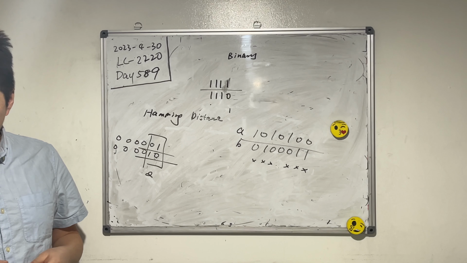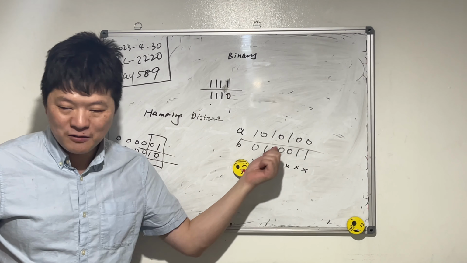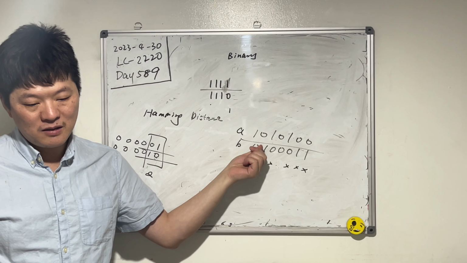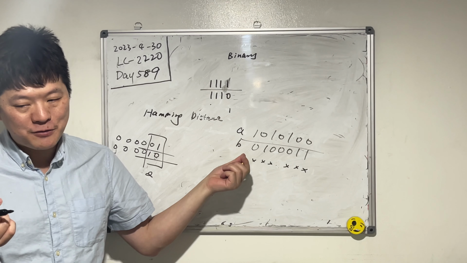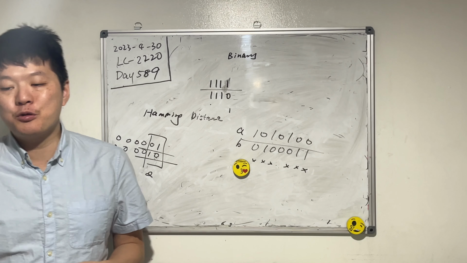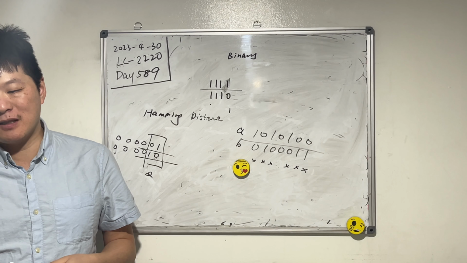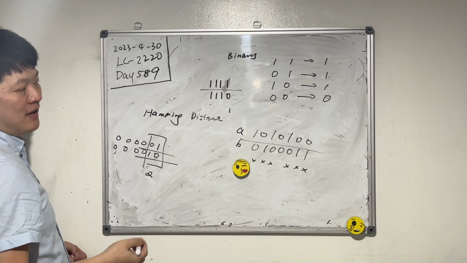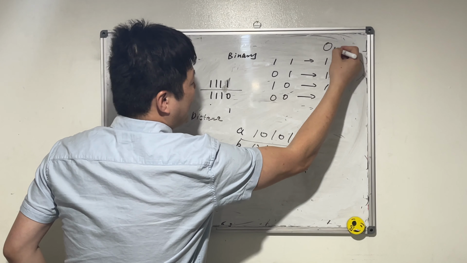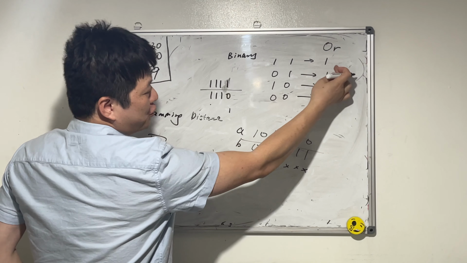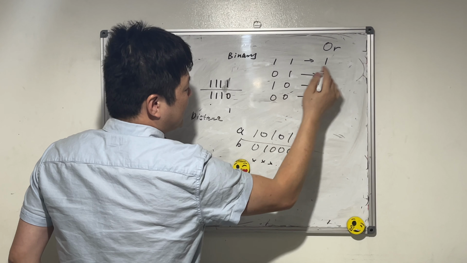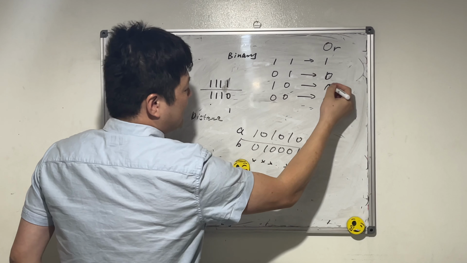Okay? How to calculate? How to count? We do math. Which operation? Do you still remember? Which operation will return 1 if both are different? Look, this is binary. This one is OR, right? If one of them is true, then it's true. 1 and 1 is 1, 1 and 0 is 1, 0 and 0 is 0.